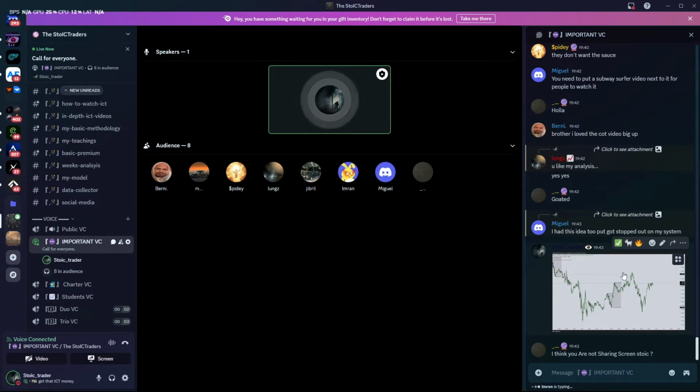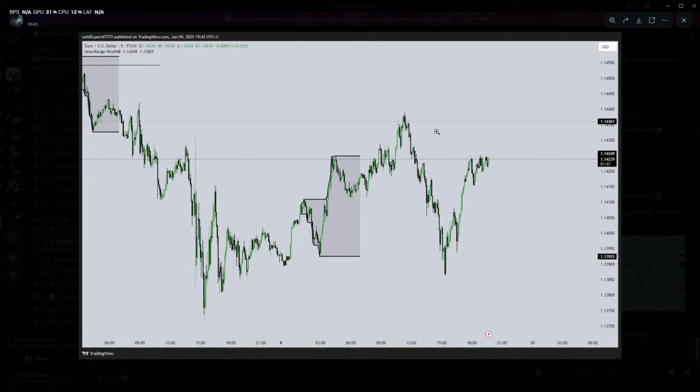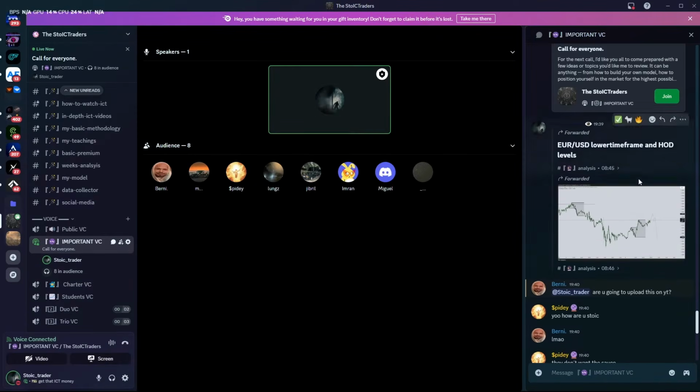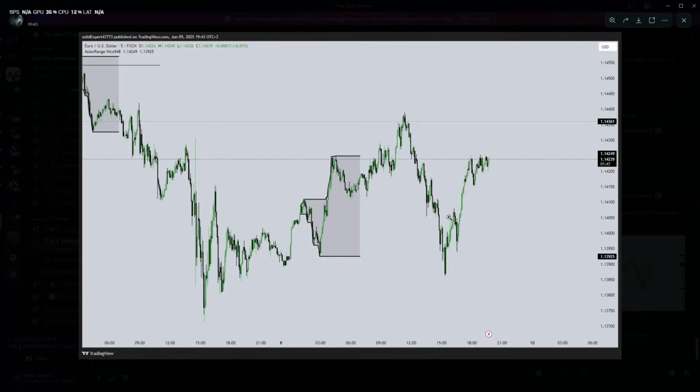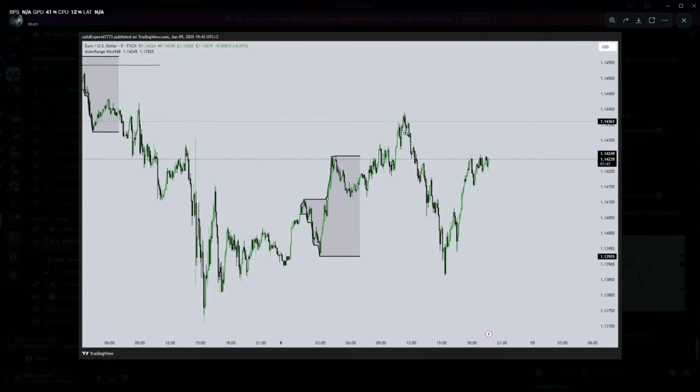Even though I'm not supposed to share my charts, don't worry, I sent this in the ideas channel right here. So if you go into the important VC chat, everybody, you can just open the chat here, where everybody writes the questions. You'll be able to see the pictures I sent you guys. So you'll be able to see the analysis I forwarded from my analysis channel at 8:45. Hopefully you guys can see that. And then you can see the picture of right now, right, of pretty much what happened after we went into the level and we traded lower.